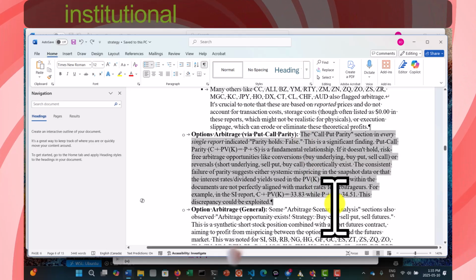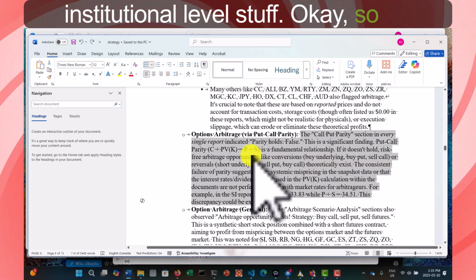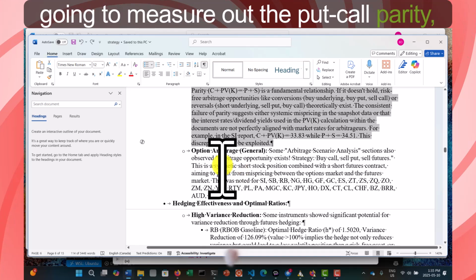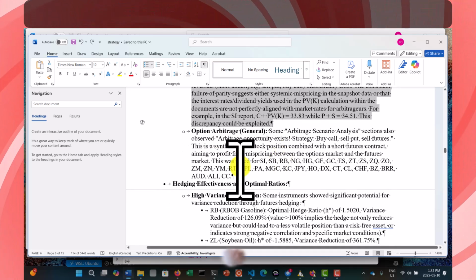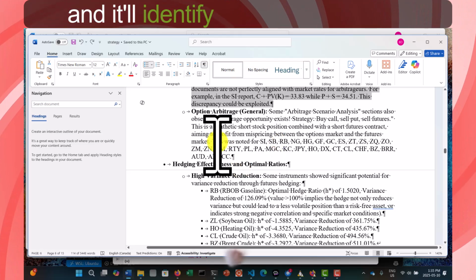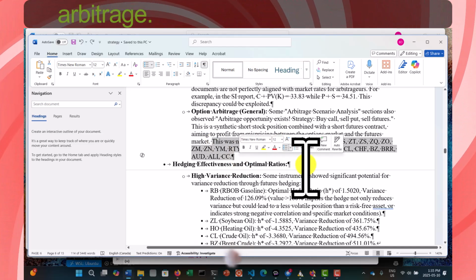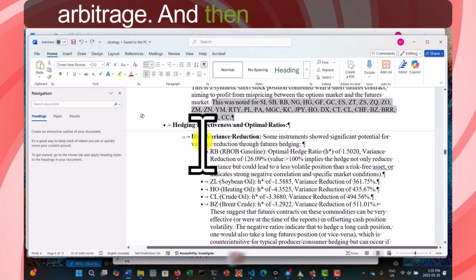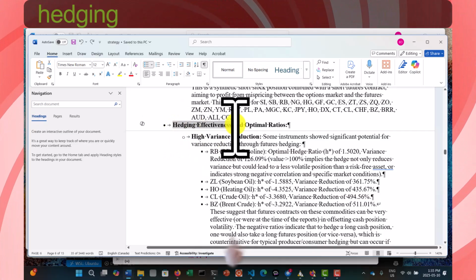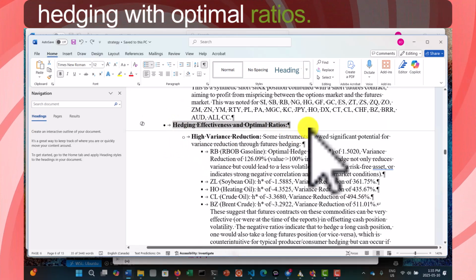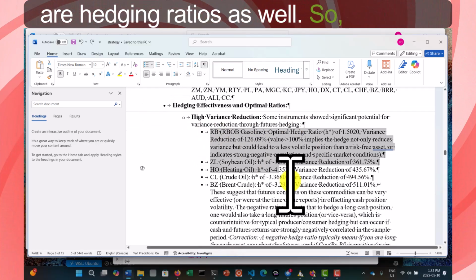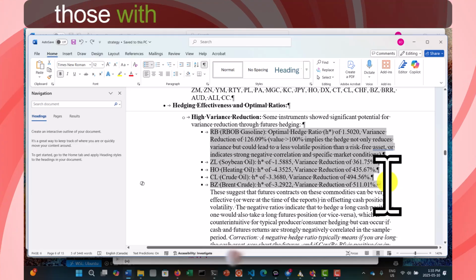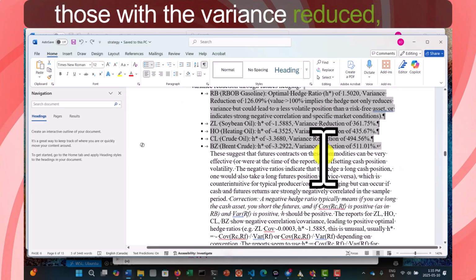This is real institutional level stuff. Okay, so it's going to measure out the put call parity, build out the option arbitrage, and identify which ones can be arbitraged. And then we can also use hedging with the optimal ratios. Those are hedging ratios as well. So I'll focus on those with the variance reduced.